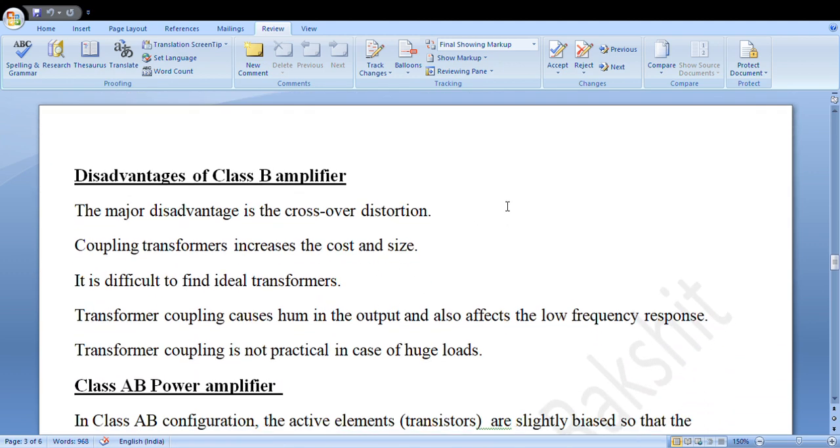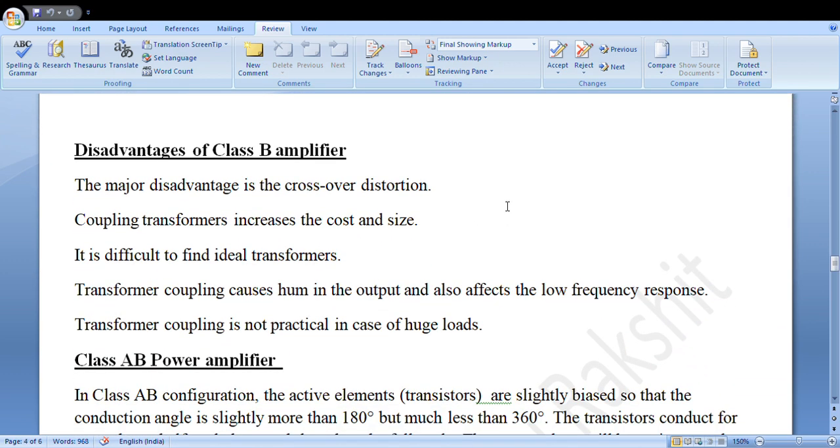What are the disadvantages? The biggest disadvantage of a Class B amplifier is distortion. Due to this clipping off of one of the half cycles, you cannot get a good fidelity in the output. Because the fidelity is low, the distortion becomes very high. Also, there is a requirement of coupling transformers in Class B amplifiers, which increases the cost and size of Class B amplifiers.